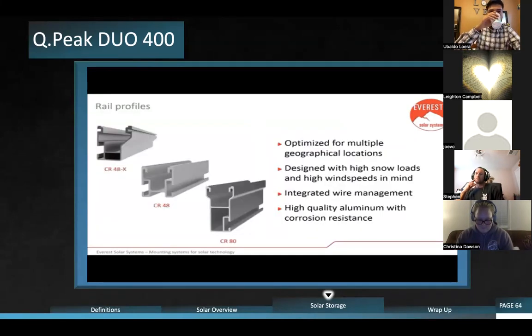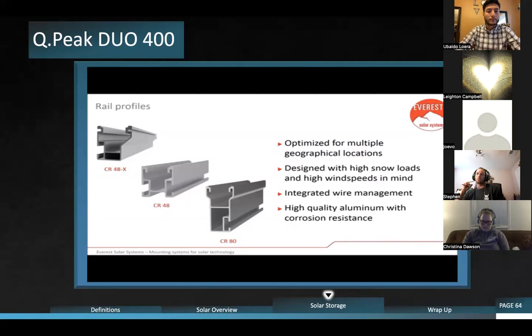Here we have our rail profiles. We have the Crossrail 48X, which is optimized for low snow loads and low wind loads, such as regions like here in California. And then we have our Crossrail 48, which is stronger than the 48X, and this is designed for regions such as Nebraska, Colorado, or somewhere in the Midwest. And then lastly, we have our Crossrail 80, which is optimized for heavy snow loads, heavy wind loads, like places in Hawaii or even in the East Coast.